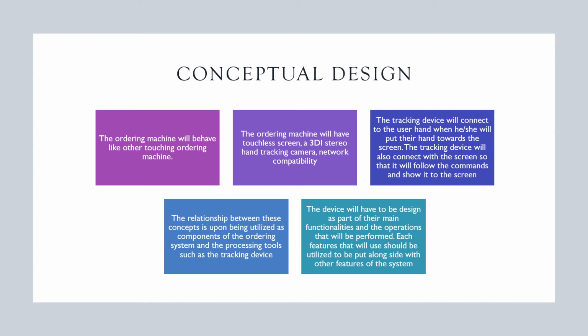Conceptual design. The ordering machine will behave like other touch ordering machines. The ordering machine will have a touchless screen, a 3D stereo eye, a hand tracking camera, and network compatibility. The tracking device will connect to the user's hand when he or she puts their hand towards the screen. The tracking device will also connect with the screen so that it will follow the commands and show them on the screen. The relationship between these concepts is that they are utilized as components of the ordering system and the processing tools such as the tracking device.